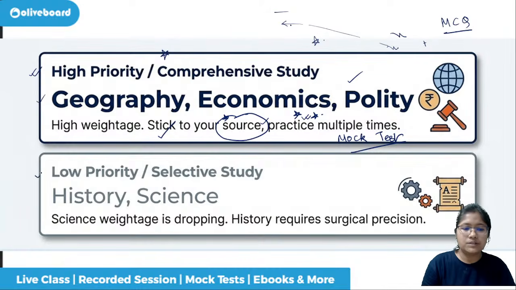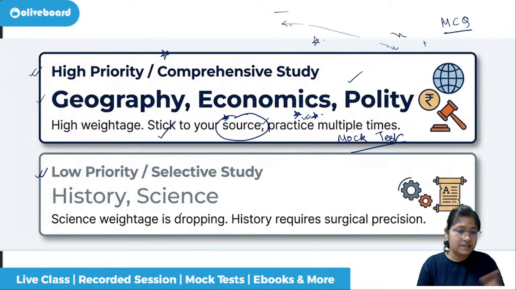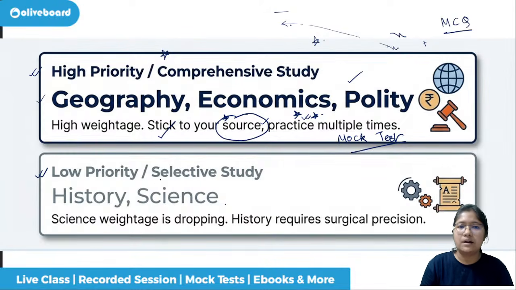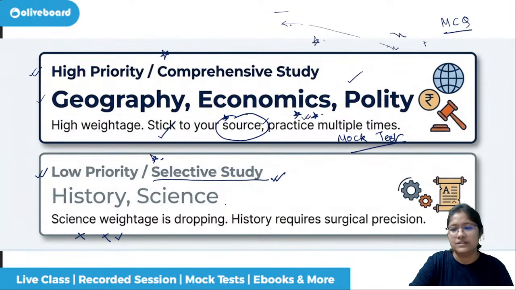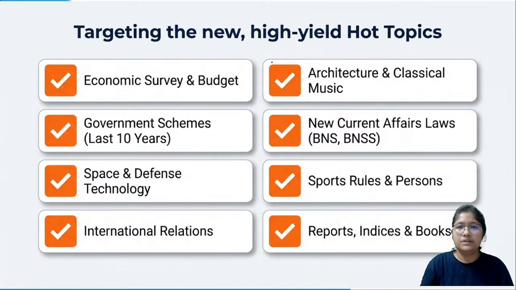For those topics which you find difficult, or which are decreasing in weight, or you do not find that much interest, you can start with selective study initially. In the initial stages you can do the selective study and then you can keep on adding pointers or keep on adding to your content. Slowly and gradually you will reach there. So coming to the hot topics as of now.